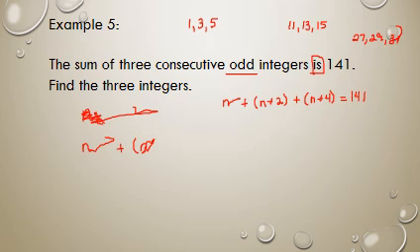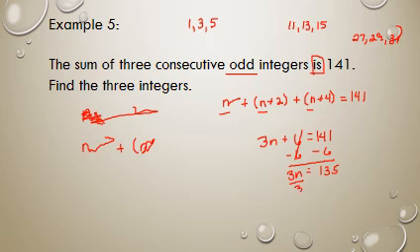Alright, the next thing that we're going to do is combine our like terms on the left side. So right here I've got n plus n plus n. That's going to give me 3n. And then the 2 plus 4, that gives us 6. And we set that equal to the 141. All right, now we've got a simple two-step equation. The first thing we want to do is get rid of that plus 6 by subtracting 6. That gives us 3n equals 135.